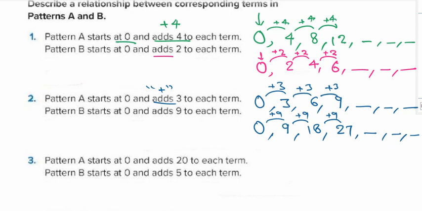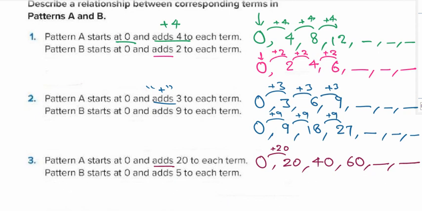Now pattern 3 or question number 3. Let's talk about question number 3. Here it starts at 0 and adds plus 20. So 20. 20 plus 20 is 40. 40 plus 20 is 60. Now fill in the blanks.